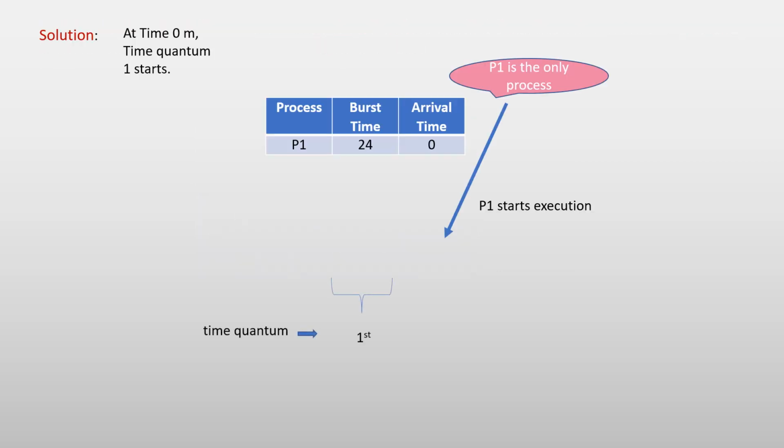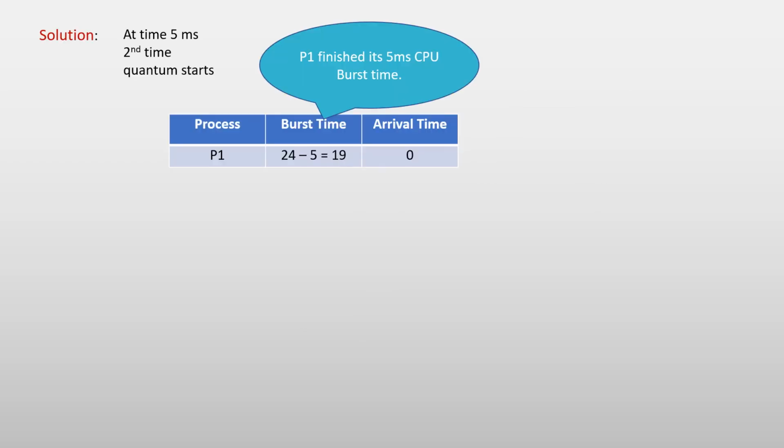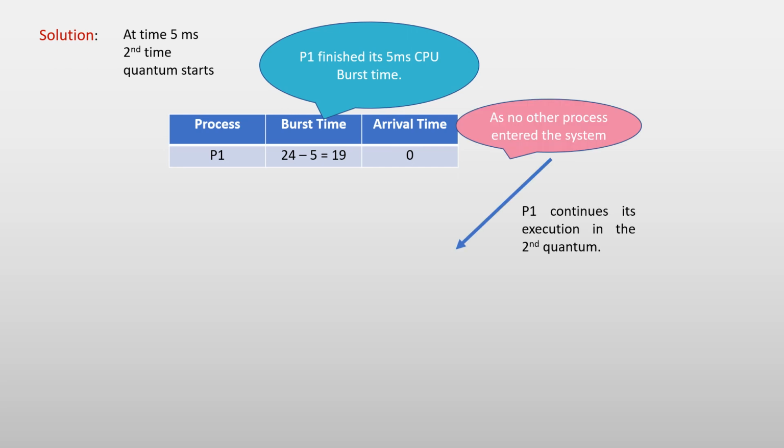So the system has P1 at 0 milliseconds. P1 is the only process, so it starts at 0 and ends at 5 milliseconds because it is the first time quantum. In the first time quantum, P1 finishes 5 units of work, and hence the remaining CPU burst is 19 milliseconds. Since no other process has entered the system, the second time quantum is again given to P1. So P1 executes from 0 to 5 and 5 to 10.